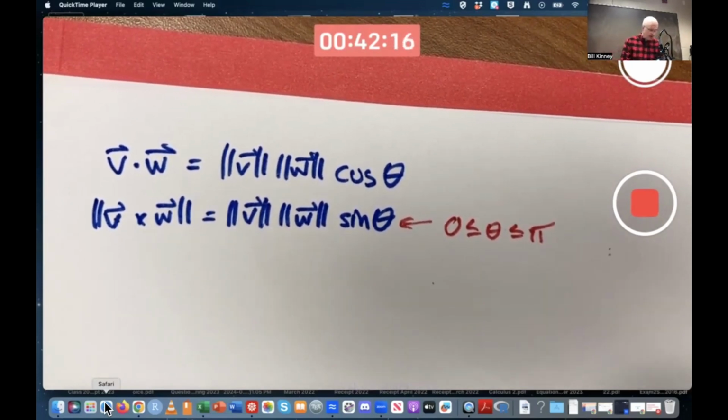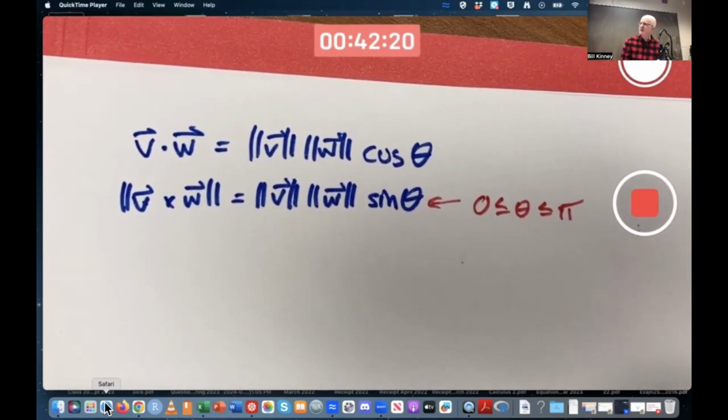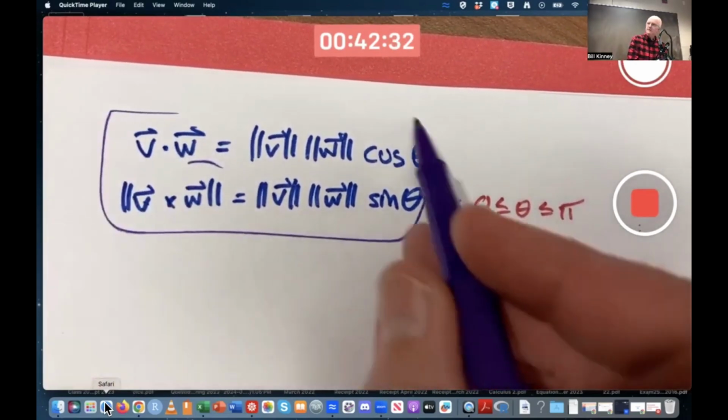Is this hard to prove? I don't think it's super hard. It's essentially trigonometry. But it's something that's useful. It's worth knowing both of these formulas.